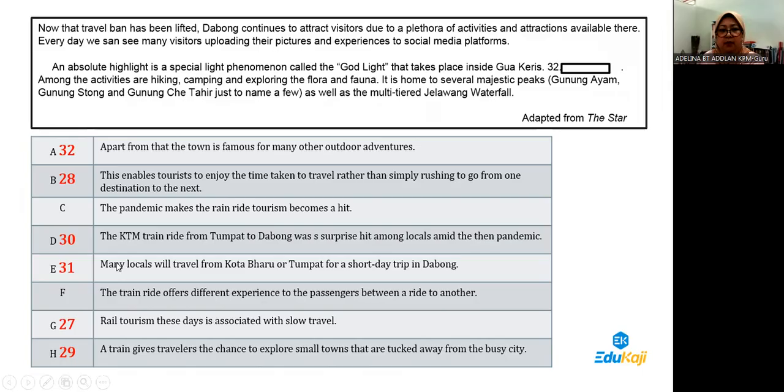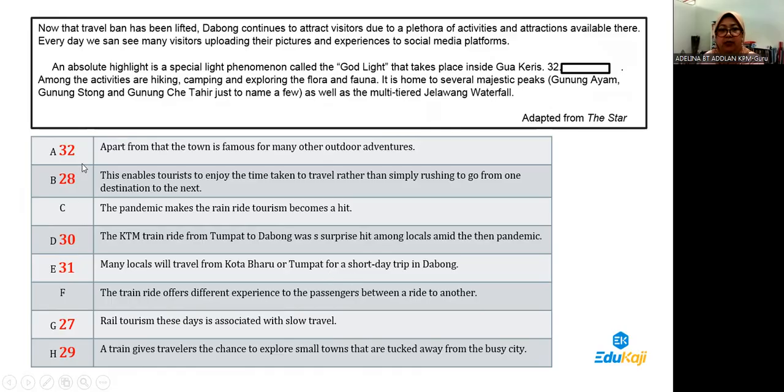So what happens? Many locals will travel from Kota Baru or Tumpat for a short day trip to Dabong. It's just a very short trip, so that's why people in Kelantan can travel in a day. And number 32, the answer is apart from that, the time saver for many other outdoor adventures. Why is that the answer? Because they give the statement here: hiking, camping, and exploring the fauna and flora. So out of all the 8 choices of answer, only C and F are not the answer for the 6 empty spaces.